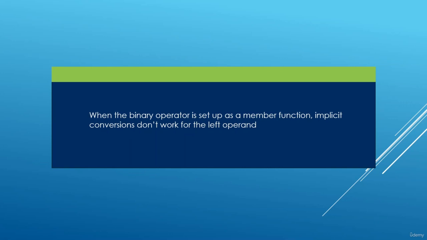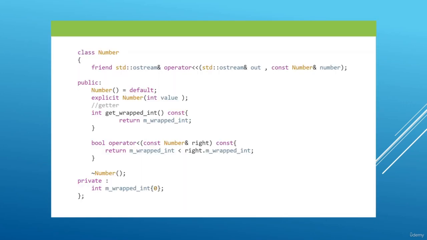If you want implicit conversions, the only choice you have is to do your operator functions as freestanding non-member global functions. So suppose we have a class called Number, which is just wrapping around an integer. We're going to have a constructor which takes an int n. The constructor is going to be explicit because we don't want this used in implicit conversions.